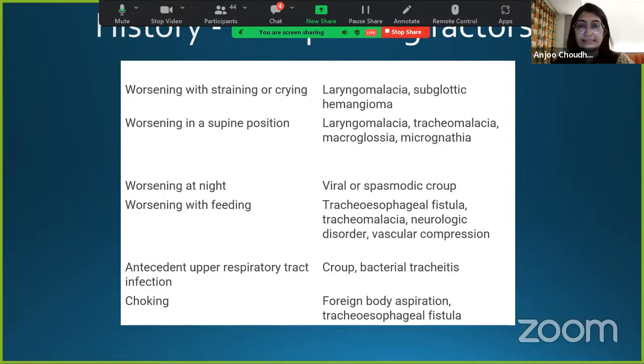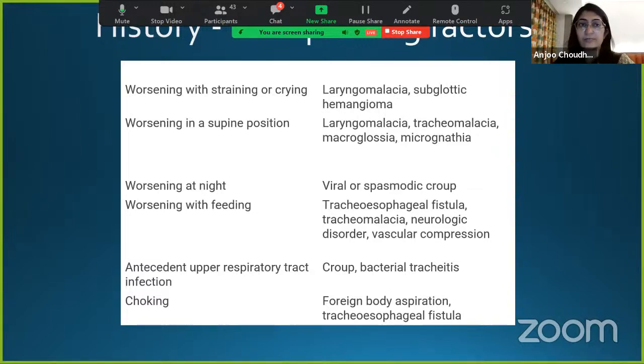Whether it worsens at night, then it's some viral croup. Whether it worsens with feeding, then we have to think of laryngeal clefts, tracheoesophageal fistulas, malacias, vascular compressions, those problems. If there's an antecedent upper respiratory infection, then we know that this is croup or tracheitis. If there's a choking episode, then the parents usually will tell you that their child has eaten something and he's choking, so it's a foreign body thing.